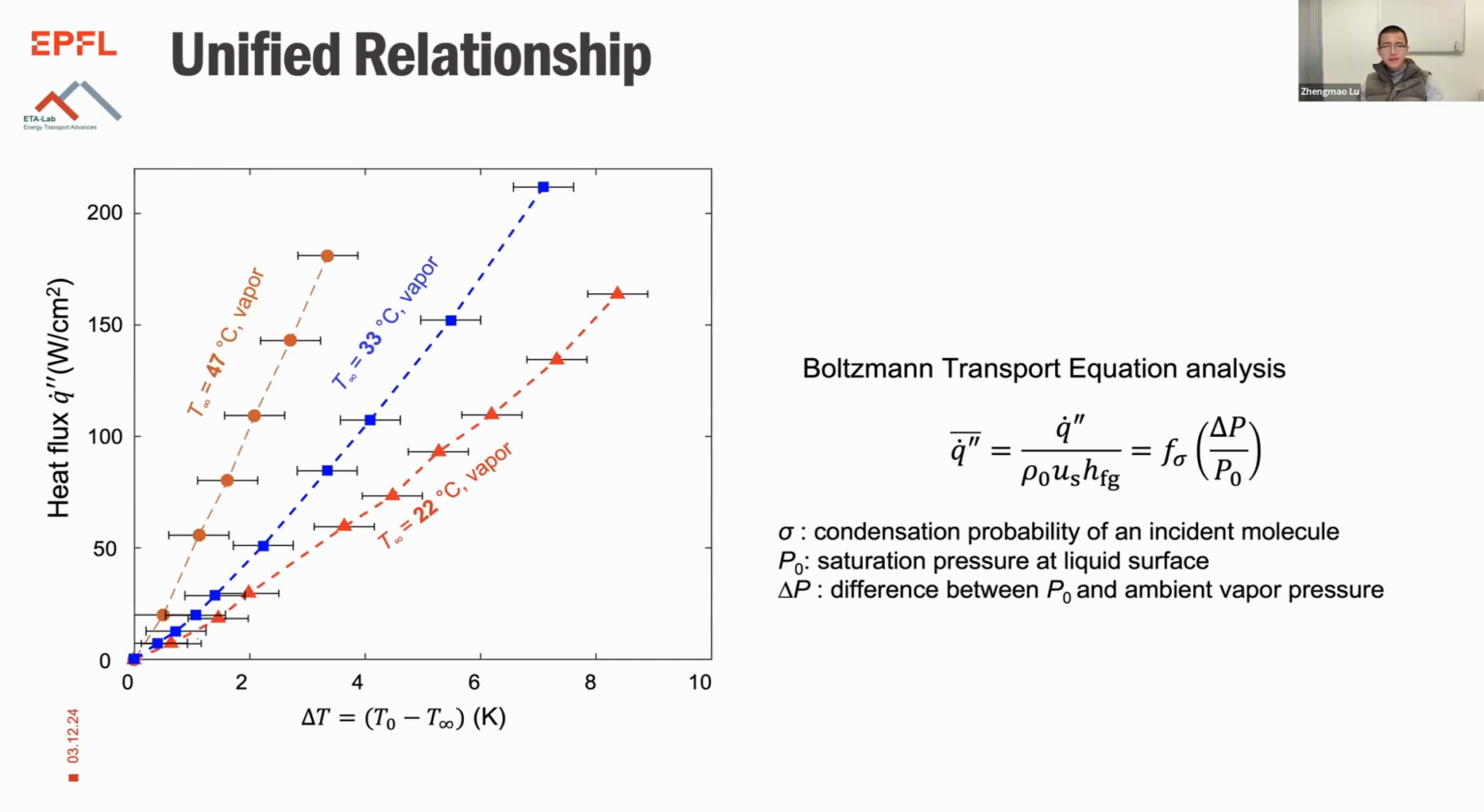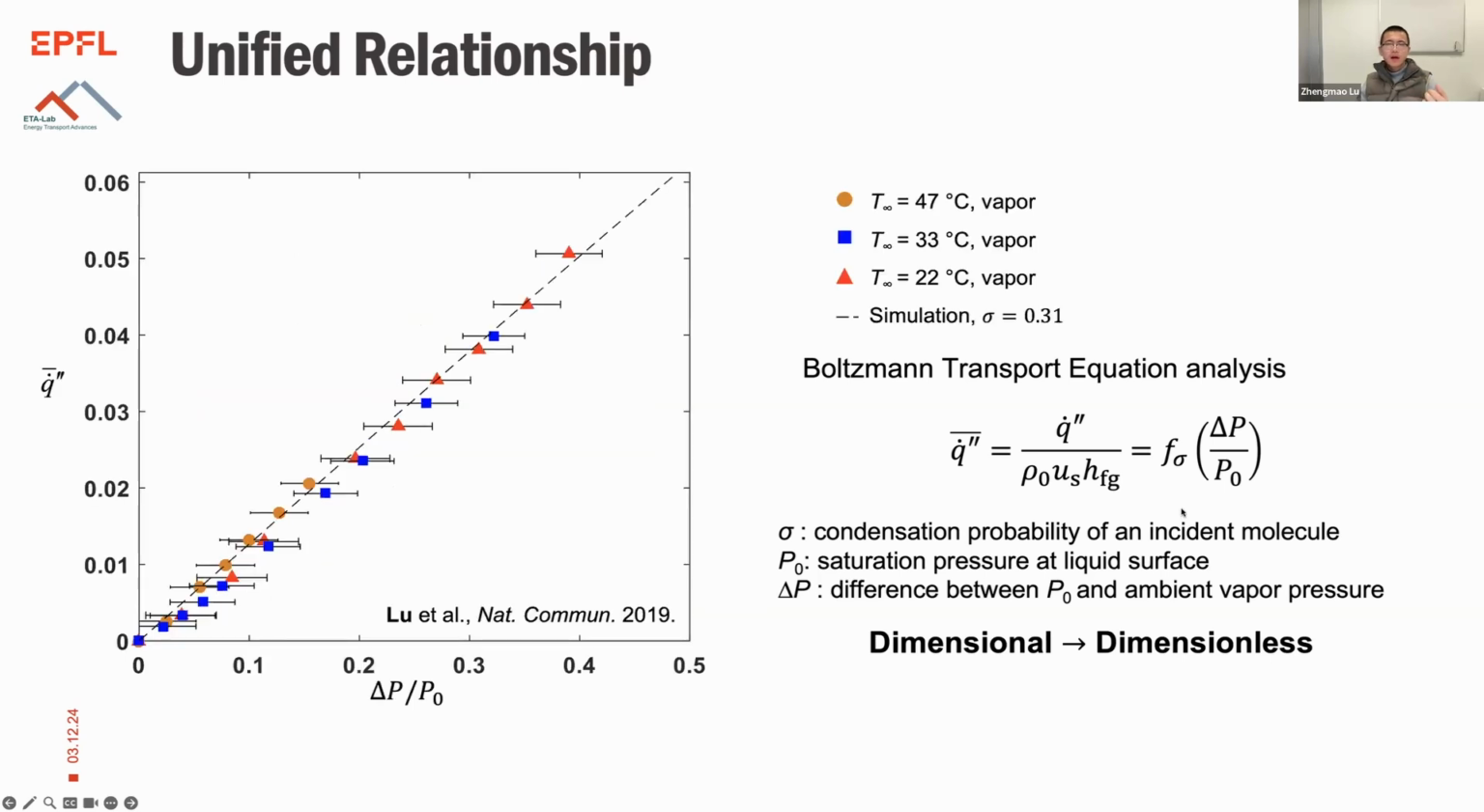With this analysis and given this experimental data, we can convert our dimensional data to dimensionless data without making additional assumptions. The result is that all the data from different working conditions now collapse onto one single line. And this line should be a result of the Boltzmann transport equation.